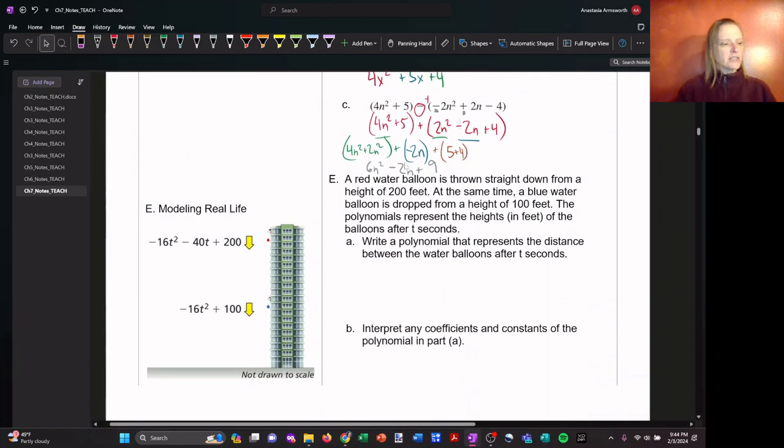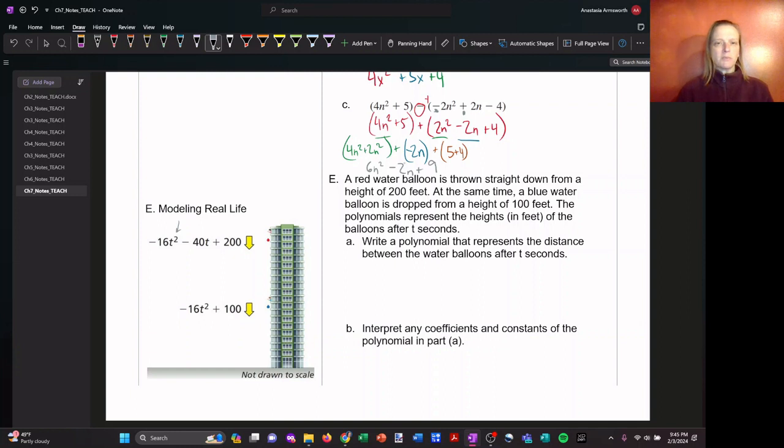So to finish, let's look at a real-world example. These kinds of equations with exponents are used a lot in physics with objects that are free-falling. And so that's what's happening here. A person high up in a building is throwing a red water balloon straight down from a height of 200 feet, and somebody lower down in the building from a height of 100 feet is dropping a balloon. So the red balloon travels faster because it's been thrown, but it's higher from the ground. And we're being asked to write a polynomial that represents the distance between the water balloons after t seconds.